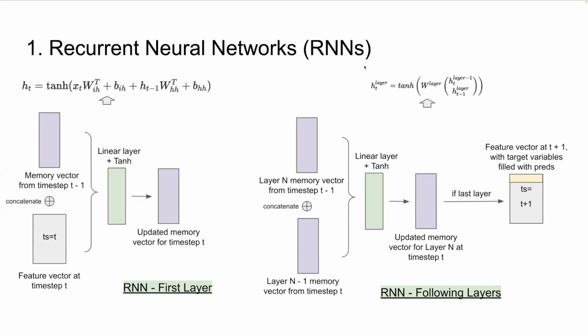And the same thing for the right-hand side. You have the memory vector from the current layer and also the memory vector from the last layer for the current time step, then combine those together and feed into a linear layer.